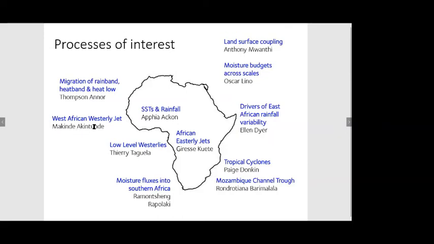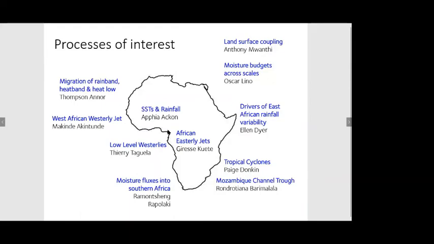Makinde Akintunde, who's based at University of Cape Town, but originally from Nigeria, is looking at the West African westerly jet. Then in Central Africa, we have 2 fellows: Jerez Koite is looking at the African easterly jets, and then Thierry Taguela is looking at these low-level westerly winds that bring moisture from the Atlantic Ocean into the Congo Basin here. Hopefully you can see my cursor, and have been shown to be important for rainfall variability in Central Africa.